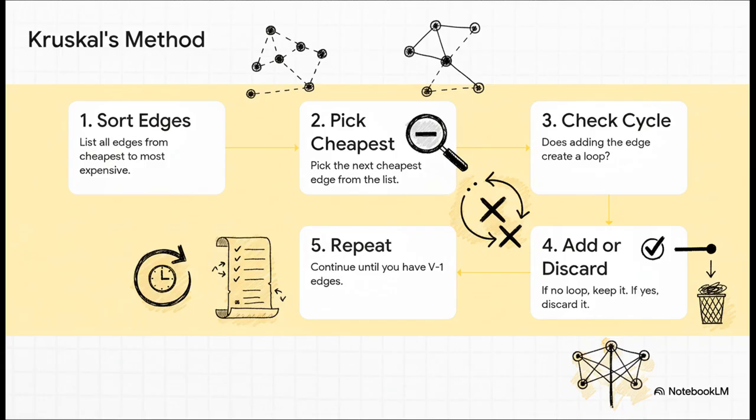Grab the cheapest connection. Now ask one simple question. Does adding it create a loop with the edges you've already picked? If not, great, keep it. If it does, just toss it out. You just keep going down your list, keep or toss, until you've kept exactly V-1 connections. And that's it, you're done. You've just built a perfect MST.